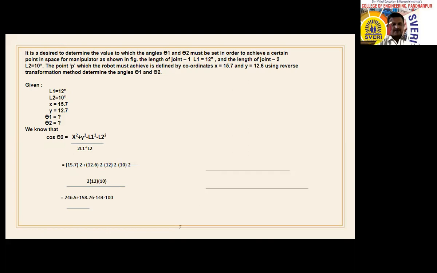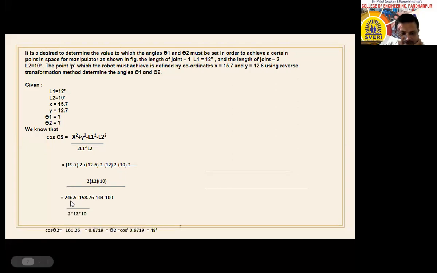Therefore, first of all, L1 they have given 12 inch, L2 10 inch, x is equal to 15.7, y is equal to 12.6. We have to determine theta 1 and theta 2. Therefore, we know that cos theta 2 is equal to (x square plus y square minus L1 square minus L2 square) divided by 2 L1 L2. Therefore, substitute the values: 15.7 square plus 12.6 square minus 12 square minus 10 square divided by 2 into 12 into 10.